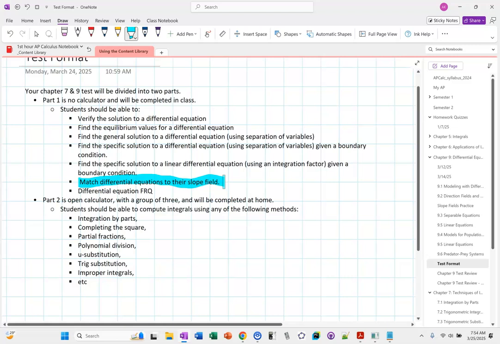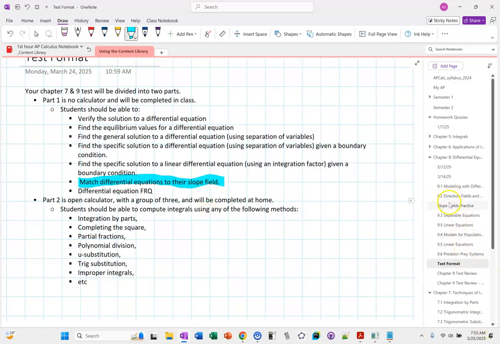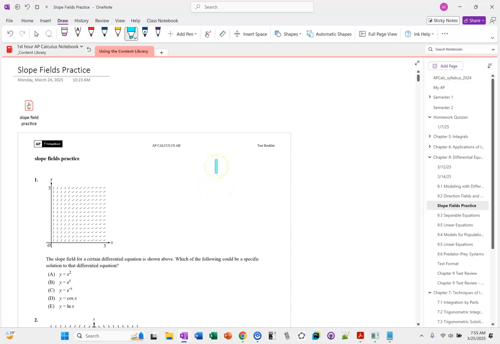This seems like a weak point for us, like matching an equation to a slope field, or picking out an equation from a slope field or whatever. So I went and stole all of the available slope field multiple choice questions from the test bank on the MyAP and just dumped them into here. So my plan would be to just go through some of these and talk through these and see if we can get a little bit better at doing this.